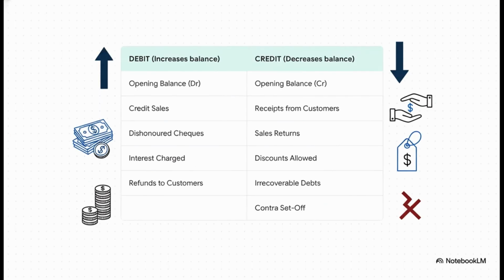So how do things move in and out of this account? It's all based on simple logic. Anything that increases the total amount our customers owe us is a debit. The biggest one, obviously, is making a new credit sale. On the flip side, anything that decreases what they owe us is a credit. This is things like when they finally pay us, or if they return some goods, or if we give them a discount.